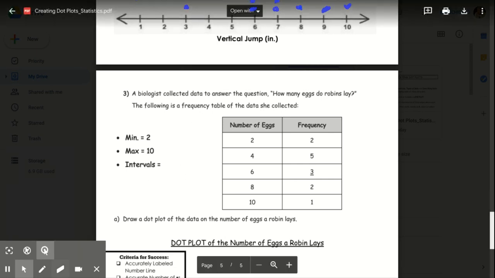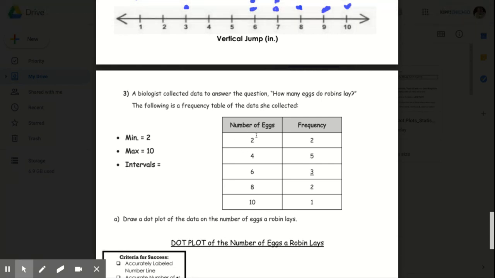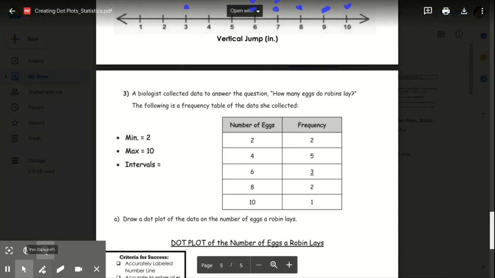So let's look at this. Looking at this data, one robin laid 2 eggs. There were some robins that laid 2 eggs. How many times did you see a robin lay 2 eggs? Twice. 2 dots. How many times did you see a robin lay 4 eggs? 5. How many times did you see a robin lay 6 eggs? 3. How many times did you see a robin lay 8? 2 times. How many times did you see a robin lay 10 eggs? I saw that 1 time.